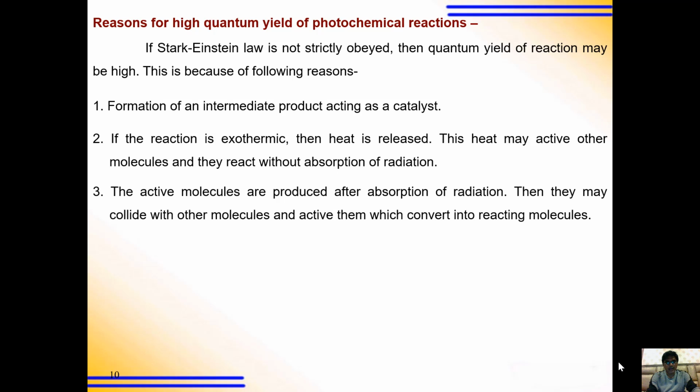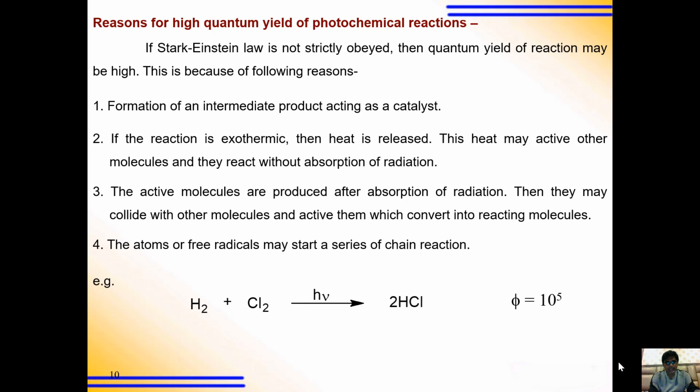The third reason for a high quantum yield for a photochemical reaction is that active molecules are produced. After the absorption of radiation, they may collide with each other and activate other molecules, which convert into reacting molecules. The atoms or free radicals may also start a series of chain reactions.